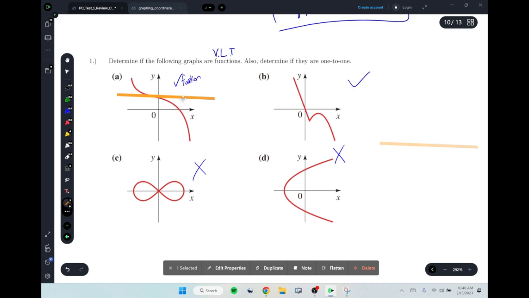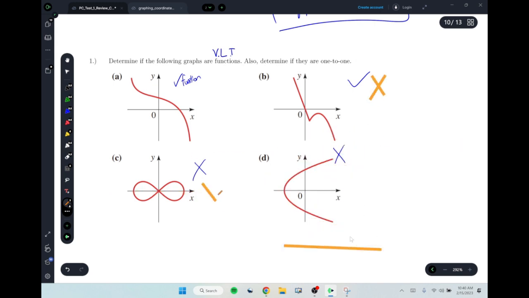Does that pass the horizontal line test? Yes. Means it is what? One-to-one. Perfect. Does this pass the horizontal line test? Wait, where? Look right there. No. It hits it like 3 times. Actually, yeah, exactly 3 times, right? So no. What about this one? Yes. Dope. So we got X, X, check.